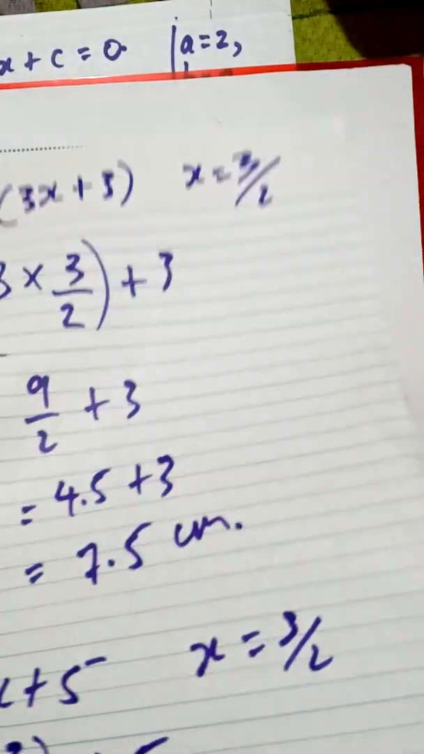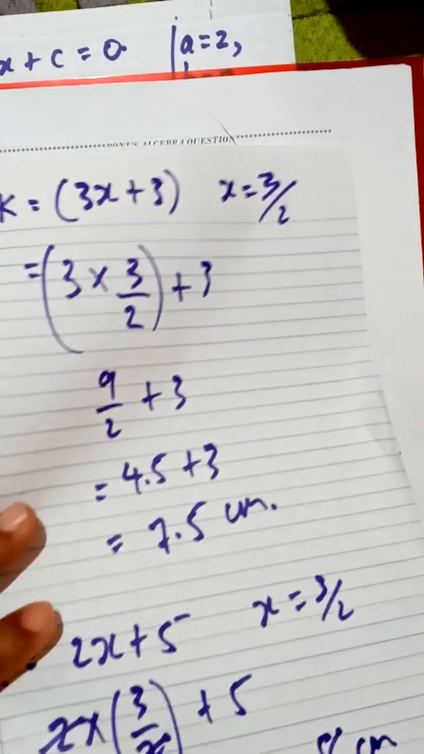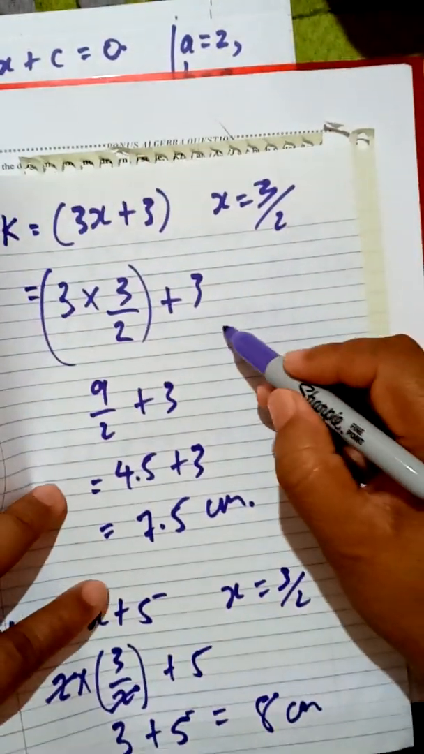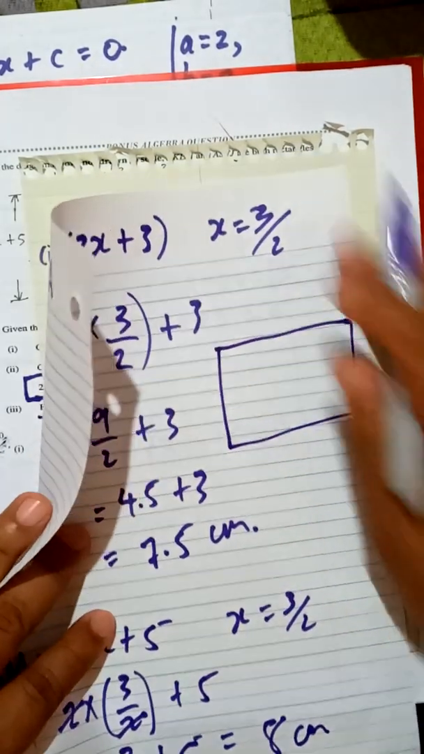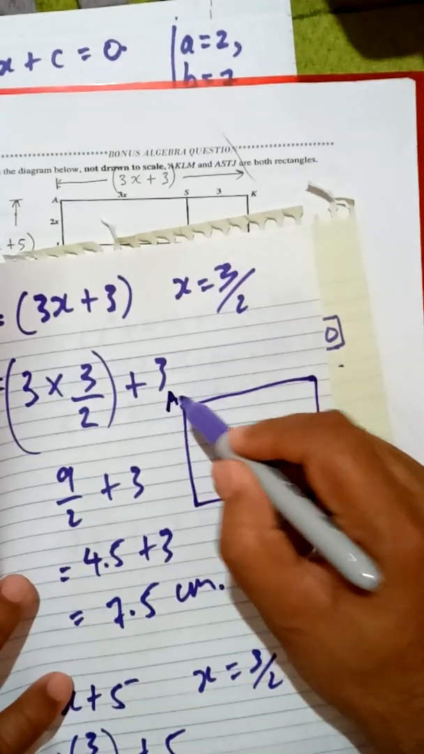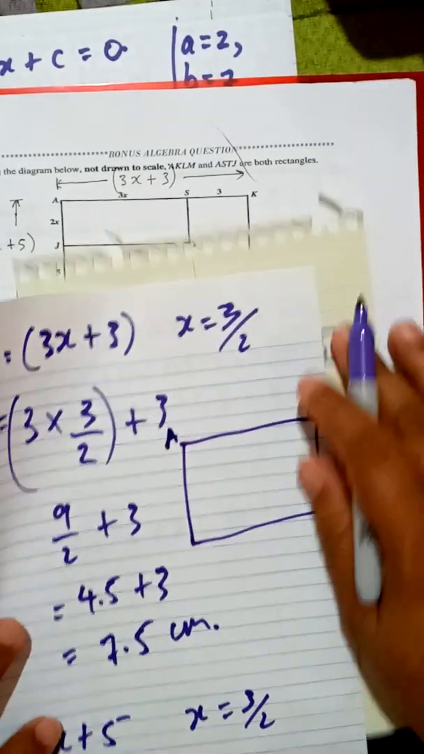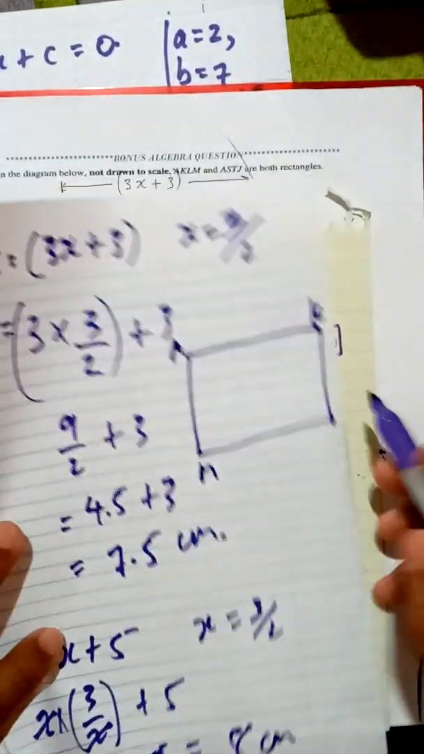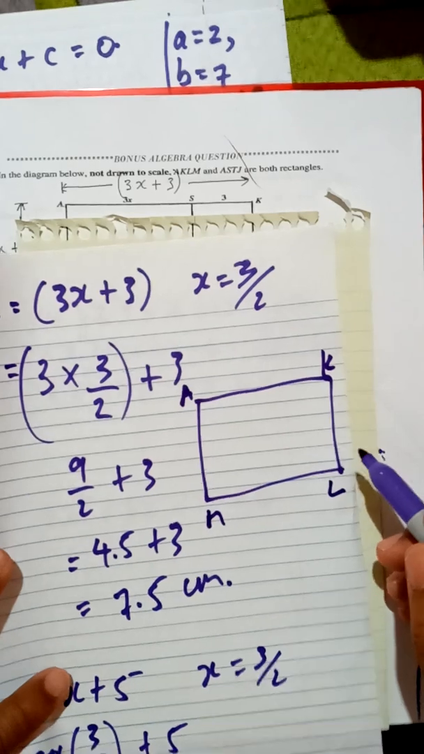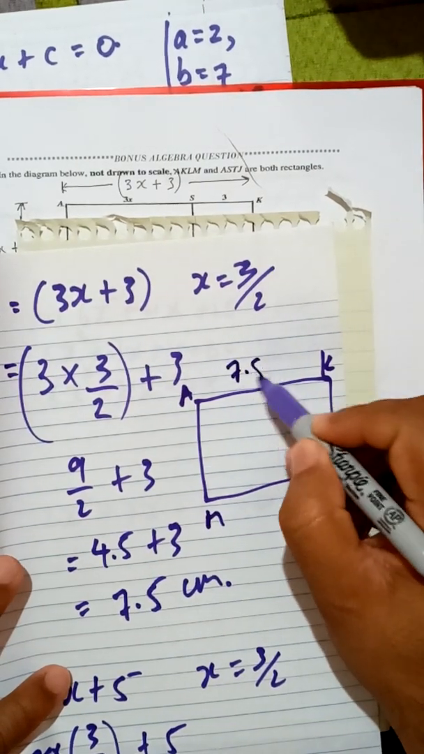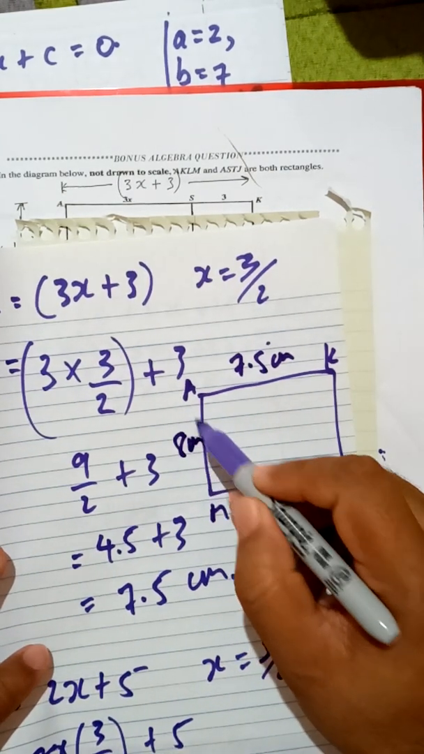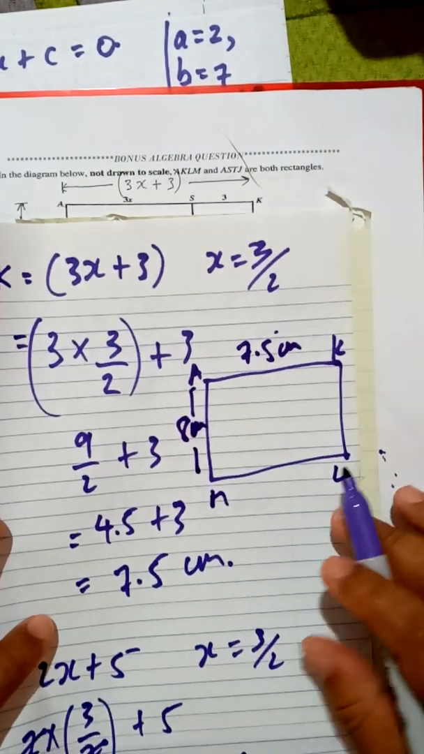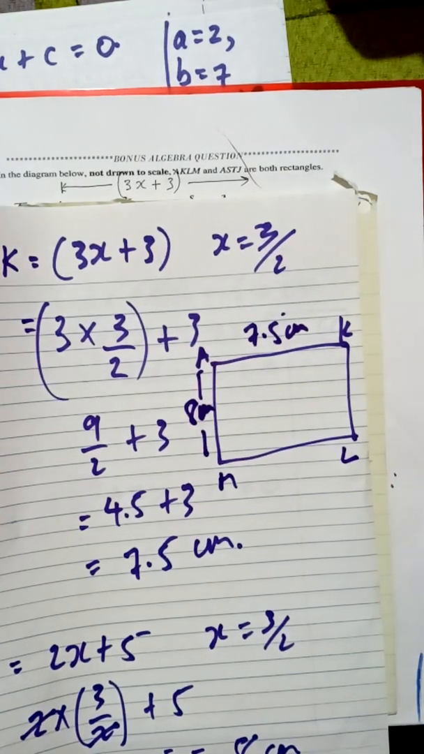So we have a rectangle. All right. So this was actually A and K, M and L. So basically A to K was 7.5 centimeters, and A to M was 8 centimeters. All right, ladies and gentlemen, that's the end of the question. Thank you very much.